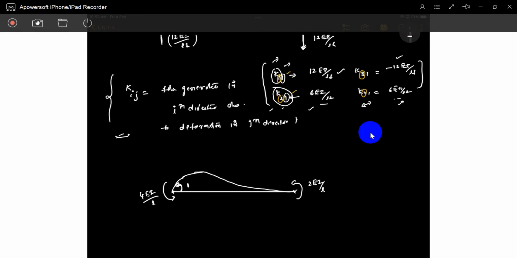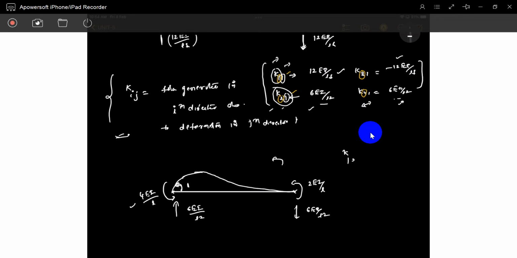Moments are generated, and also shear force. So 4 plus 2, 6EI by L, multiplied with L square, so in this direction it will come. 6EI by L square and 6EI by L square. That is the equilibrium. You already know these values, 4EI by L. So that's it.